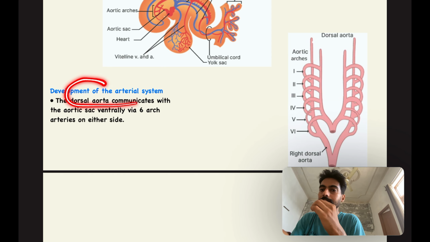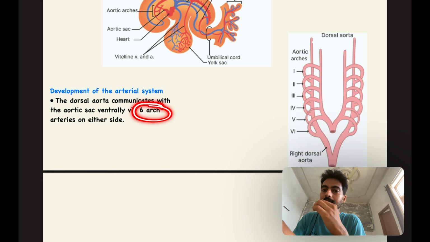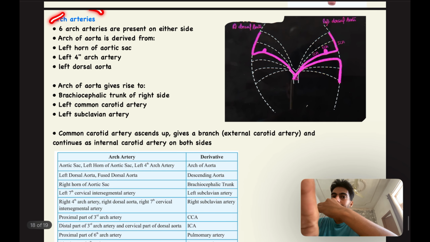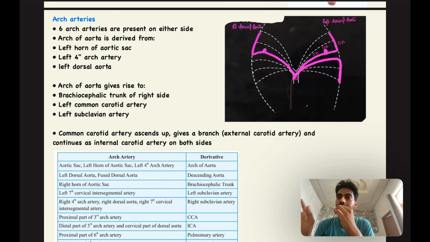If we see the development of the arterial system, the dorsal aorta communicates with the aortic sac. The aortic sac communicates with the dorsal aorta through 6 arch arteries. These are 6 in number on either side, on both the right side and the left side. Now let's talk about arch arteries. As we have discussed in the previous lecture, there are 6 arch arteries present on either side: 1, 2, 3, 4, 5 and 6 on the left and right side.